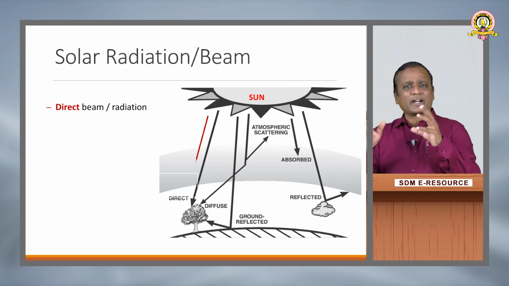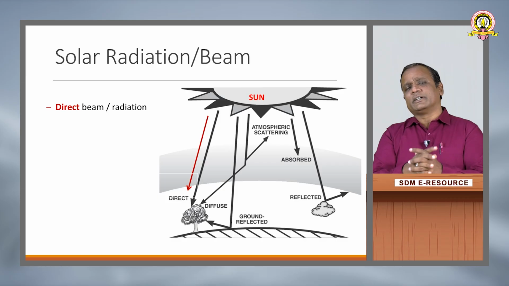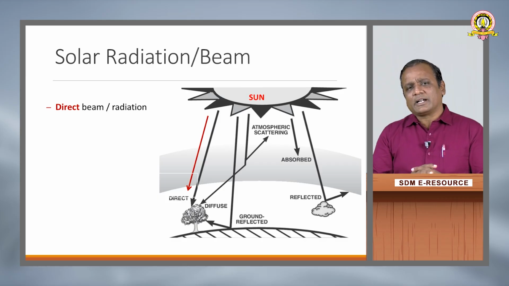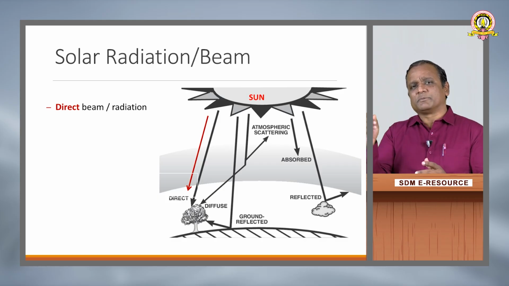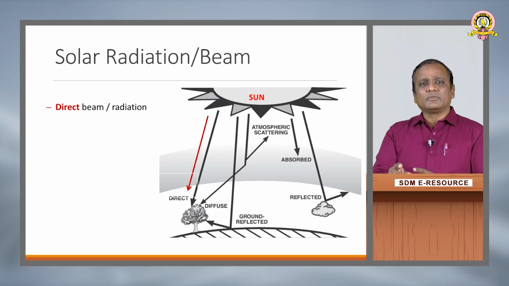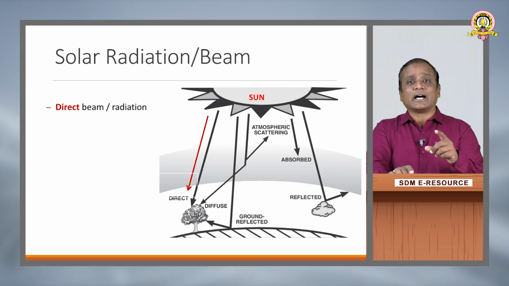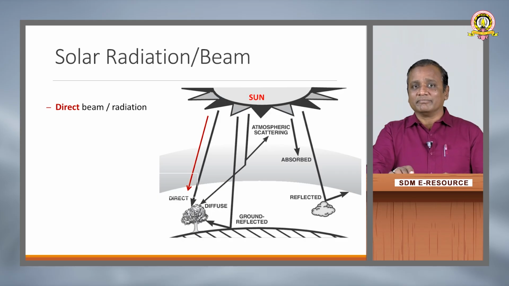Just imagine a ray from the sun falls directly on an object. In the diagram, you can see the solar beam is directly falling on the tree, an object, right? If that beam or radiation falls from the sun directly on an object, we call it direct radiation or direct beam.